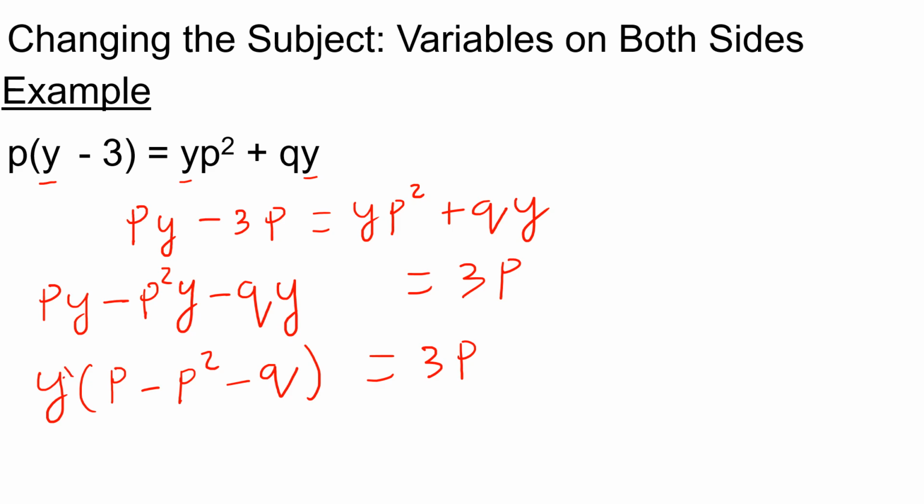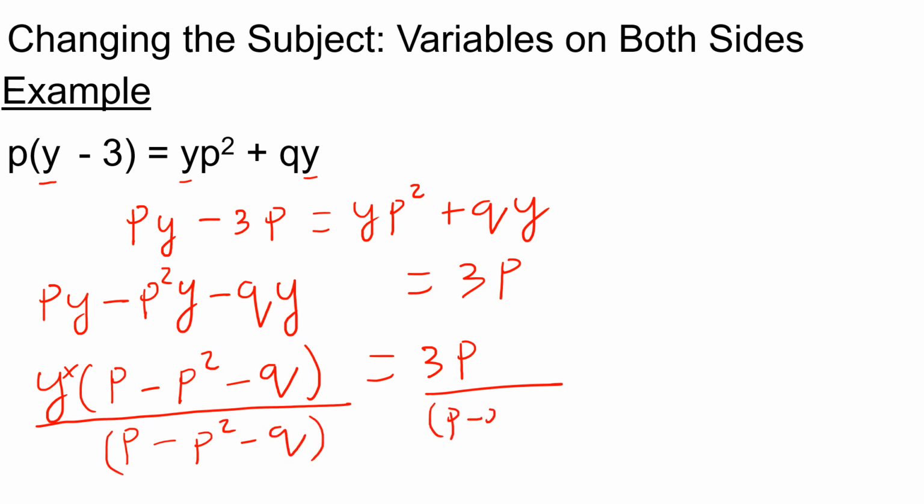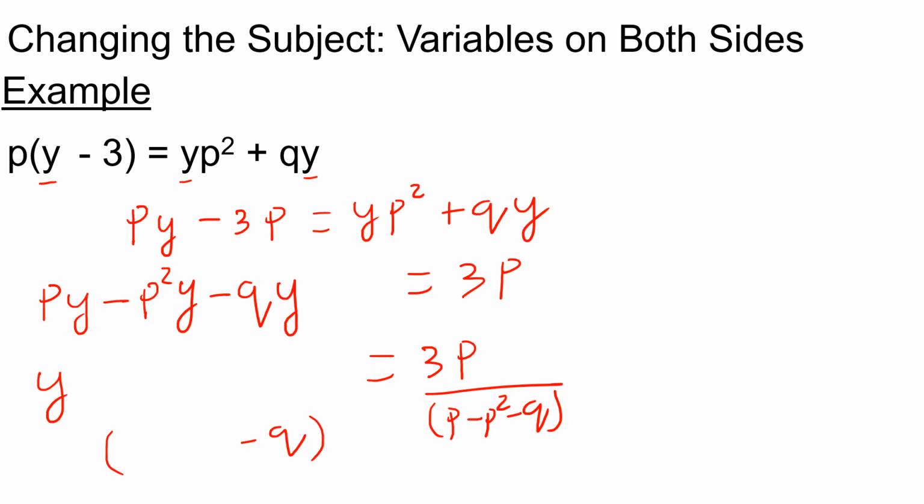Finally, I know that I have y multiplied by that entire bracket, so I'm going to divide both sides by the bracket, giving me a final answer of y equals 3p over p minus p squared minus q.